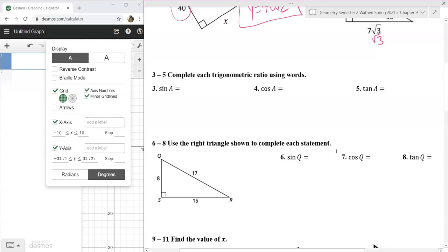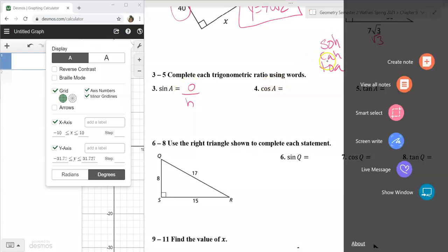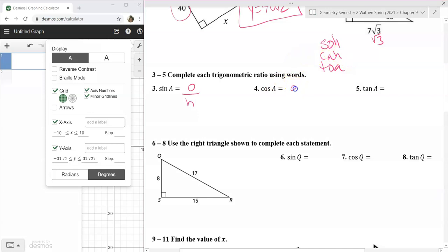Now, for numbers 3, 4, and 5, we're just asked to complete each trigonometric ratio using words. What it's really asking for is just SOHCAHTOA. So sine of A is opposite over hypotenuse. Cosine of A is adjacent over hypotenuse. And tangent of A is opposite over adjacent. You could write that out in full words. On the test, I believe it's a drop down like it was in the test practice, so it'll have full words there.